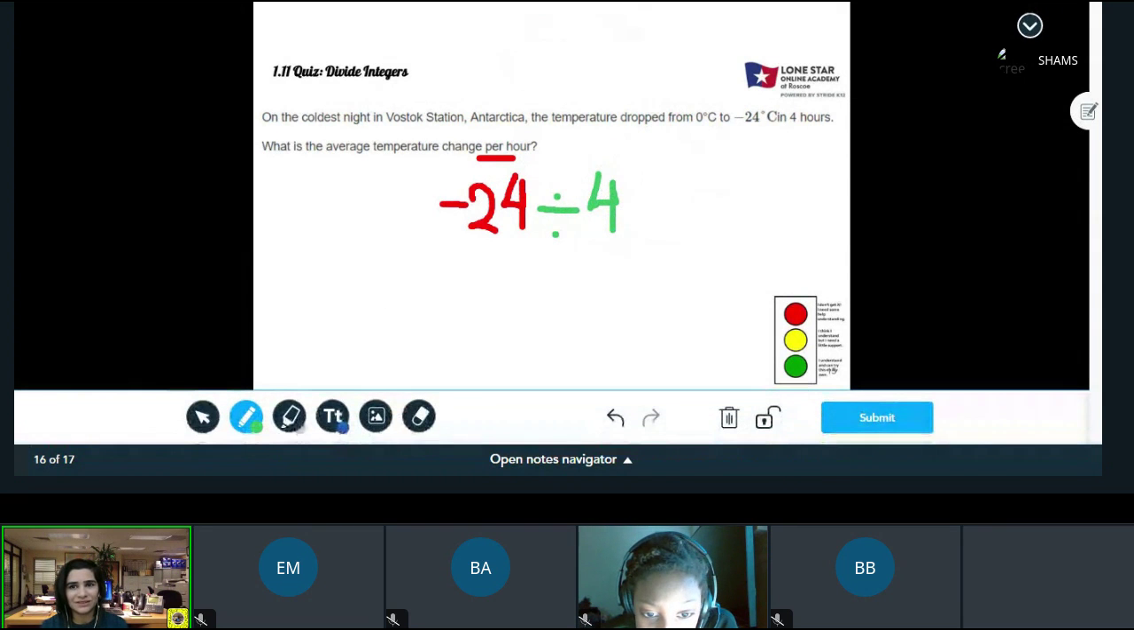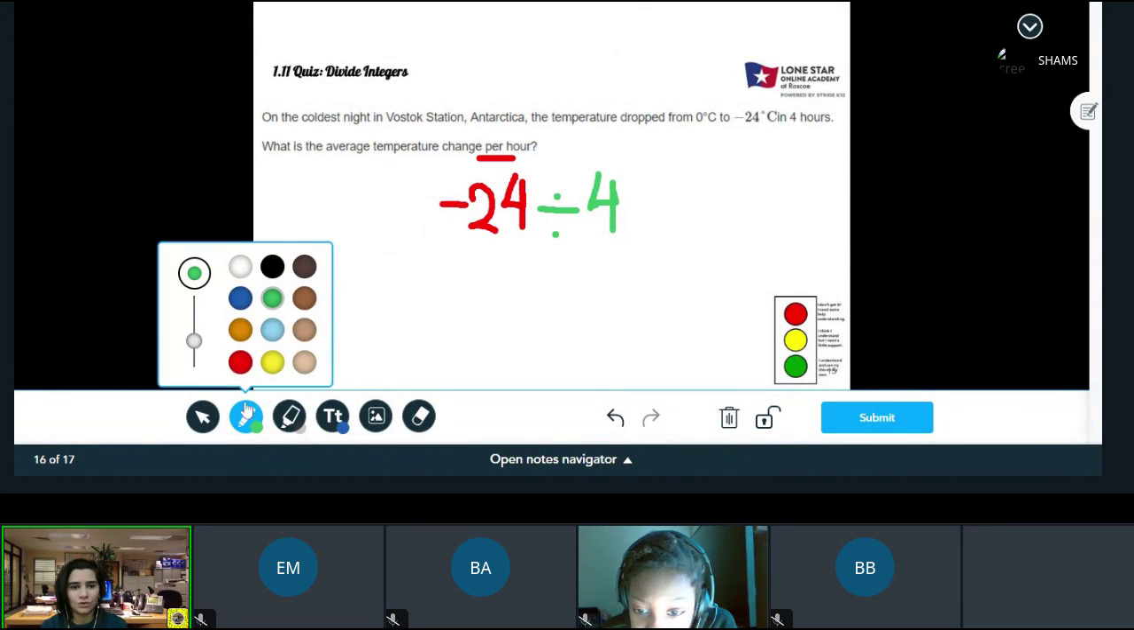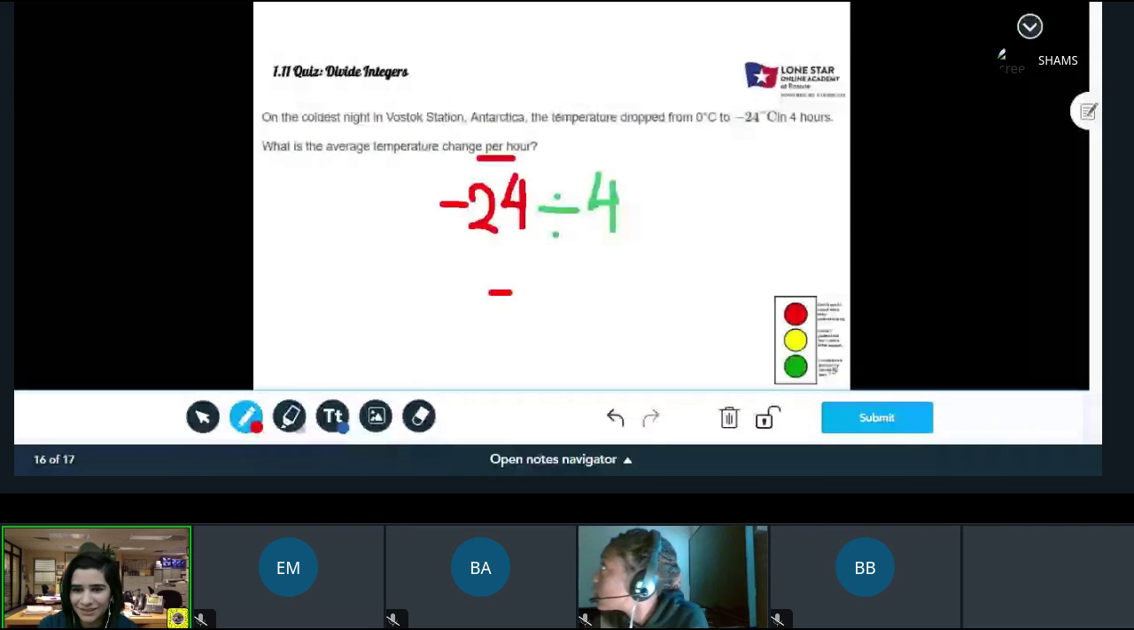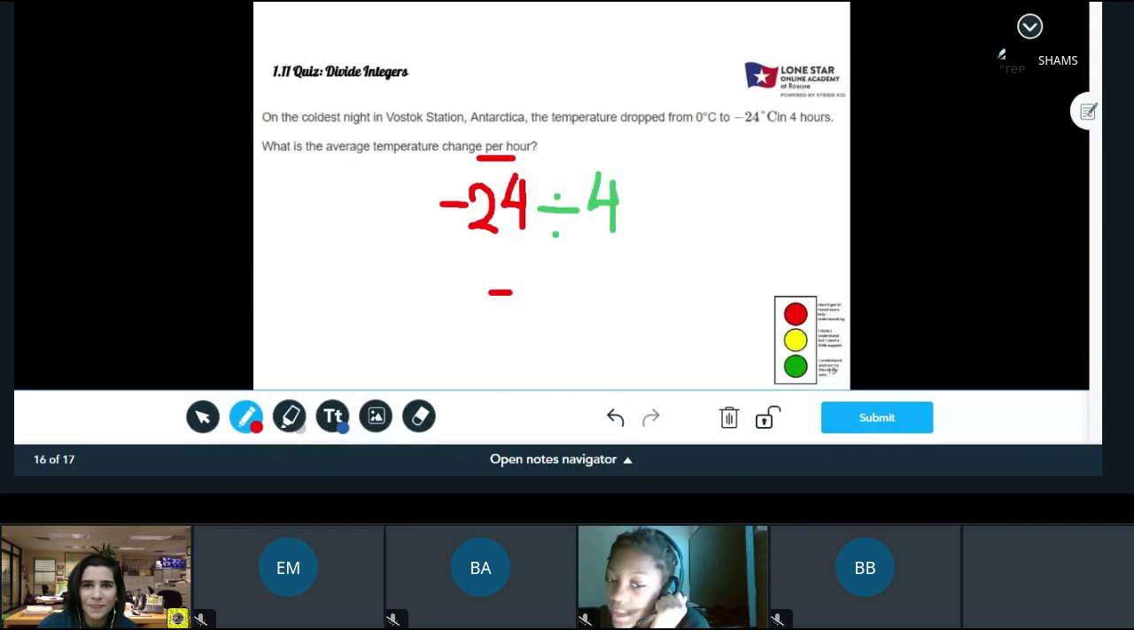Because I see that the signs of the two numbers are different, negative 24 divided by 4, my answer will also be negative. And let's see, what did you guys get? Very good, Emiliana, very fast. Renaya, very good, very fast. What about other people? Drop your answers in the chat.